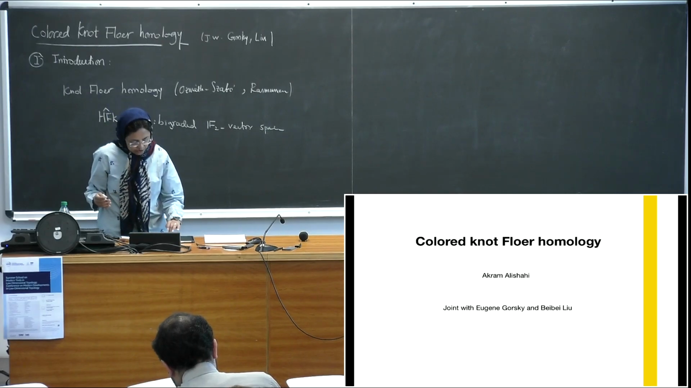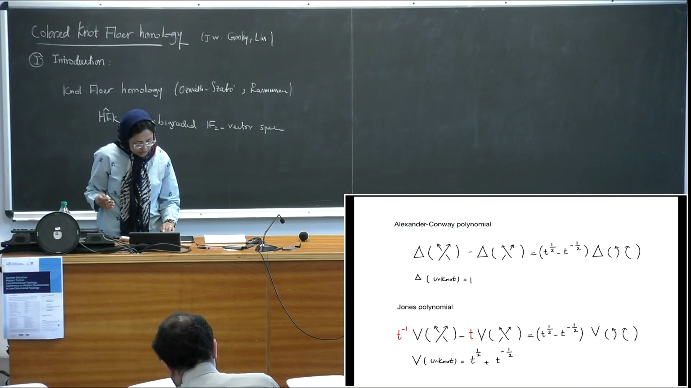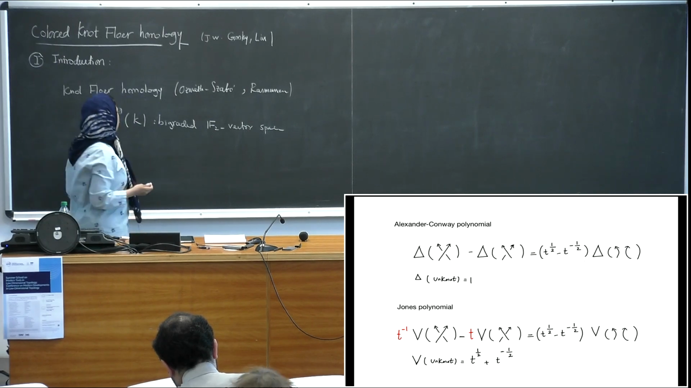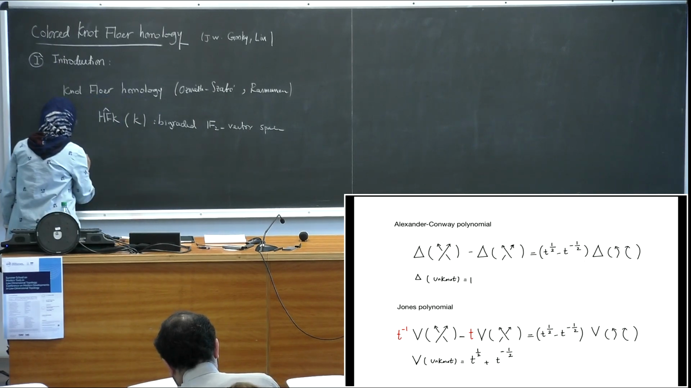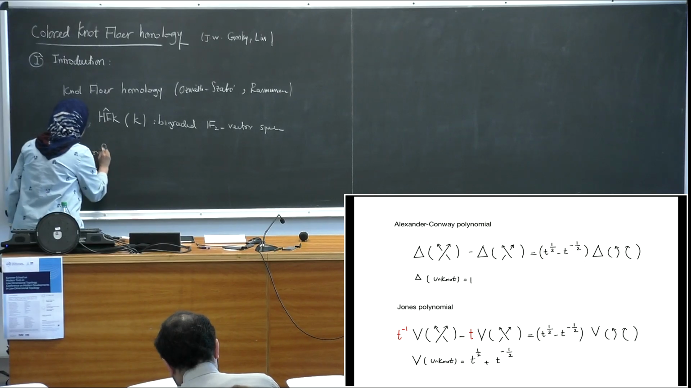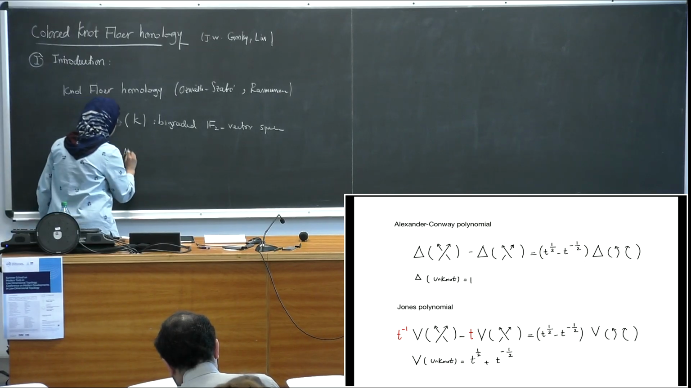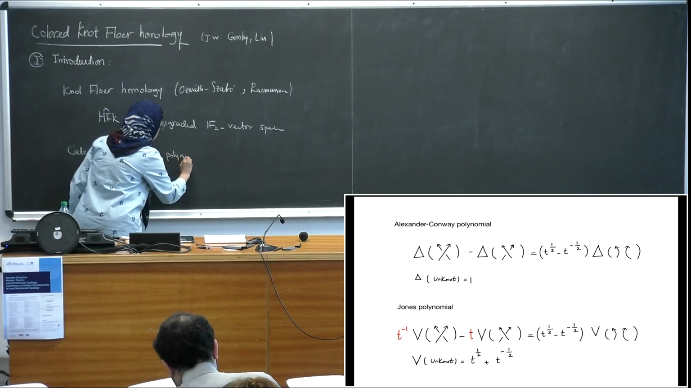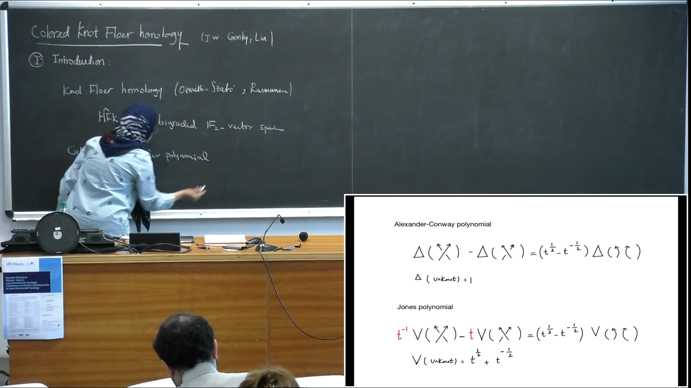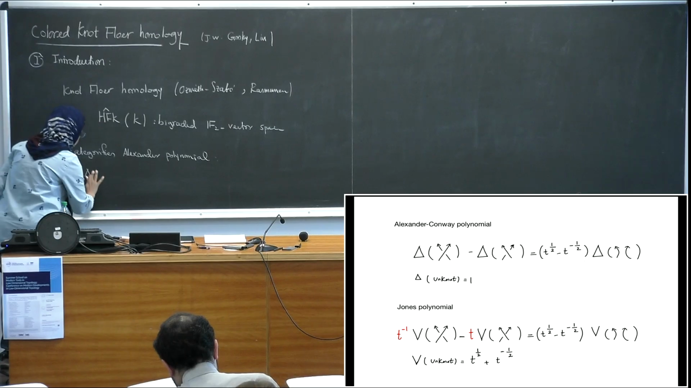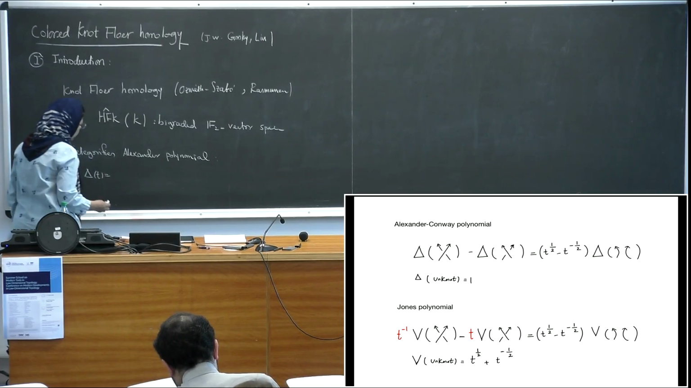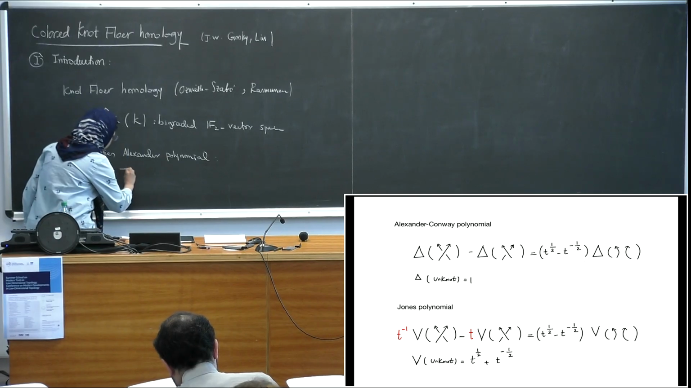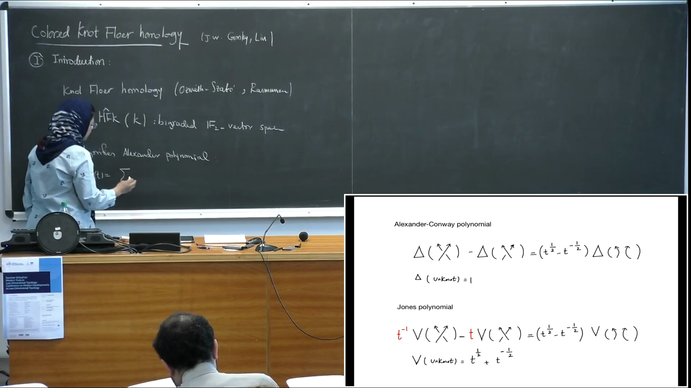I just want to show you in a slide that the Alexander polynomial is defined by this oriented skein relation. So it categorifies the Alexander polynomial, meaning that we can compute the Alexander polynomial of a knot by taking the graded Euler characteristic of knot Floer homology.